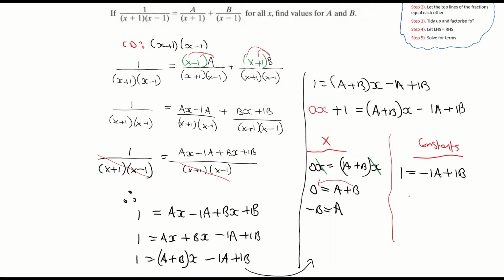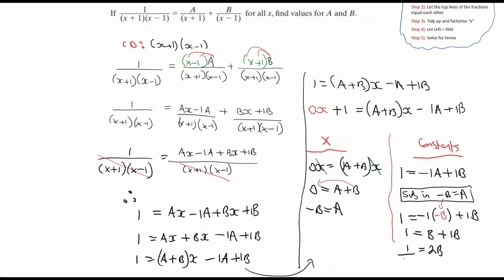And what I'm going to do now is I'm going to sub in minus b equals to a. So we know that from the first part. So I'm going to substitute that in. So it's 1 is equal to minus 1 times my a. And my a is basically minus b. So I'm subbing in that minus b from here. And minus 1 by minus b gives me a plus b, plus 1b is equal to 1. So 2b is equal to 1, I should say. So that means that b is equal to a half when I divide across by 2.